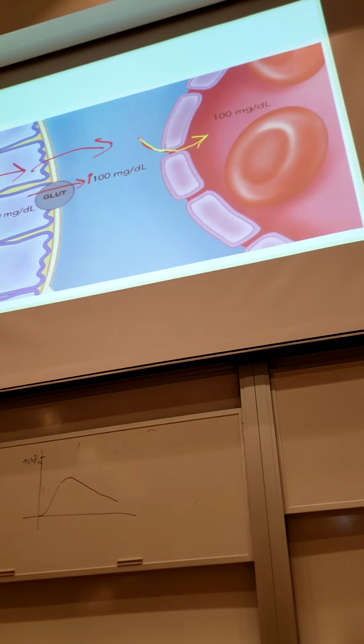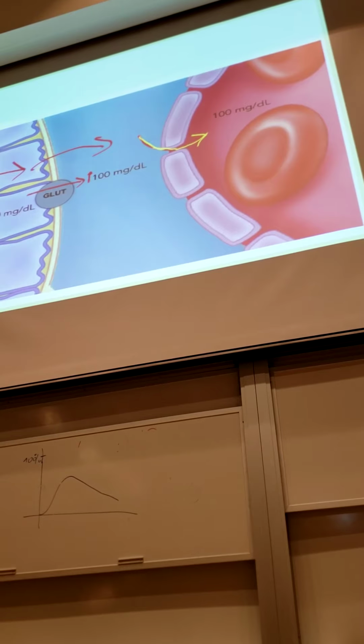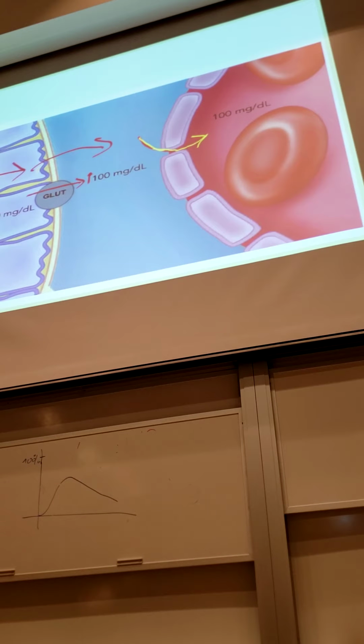Okay. So the question that we ended with last time was, which of these spaces has the highest concentration of glucose? And the answer was what? Inside those tubular cells. Yeah. Any questions about this process?